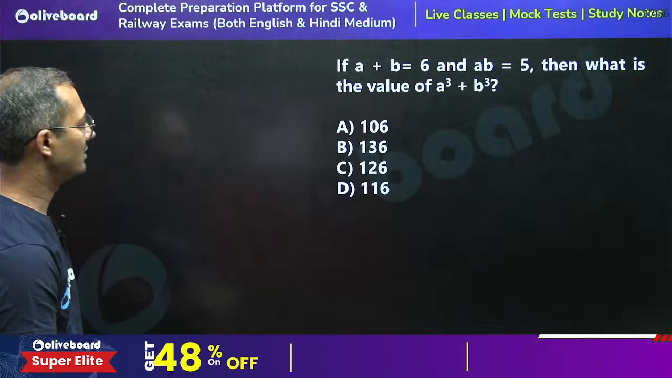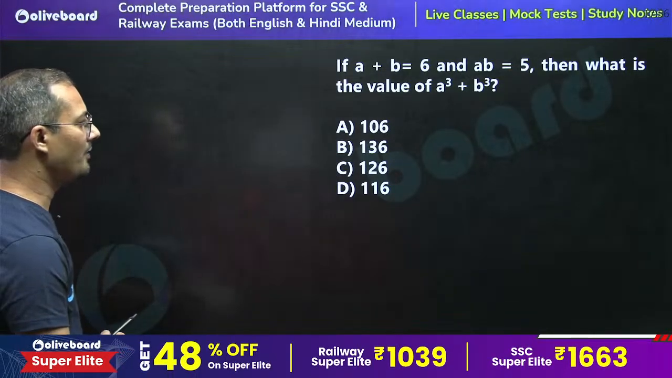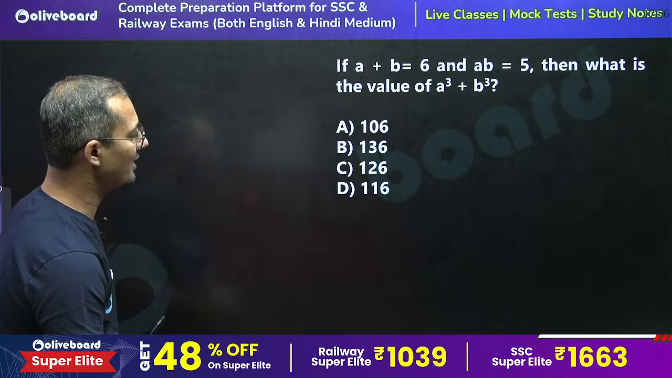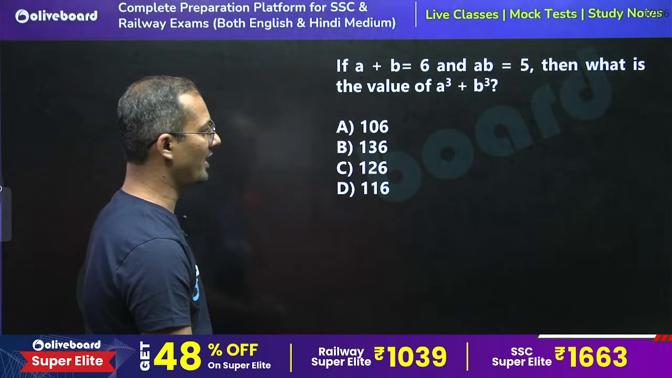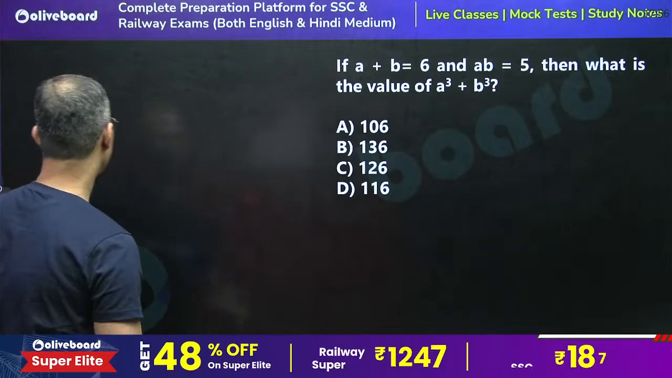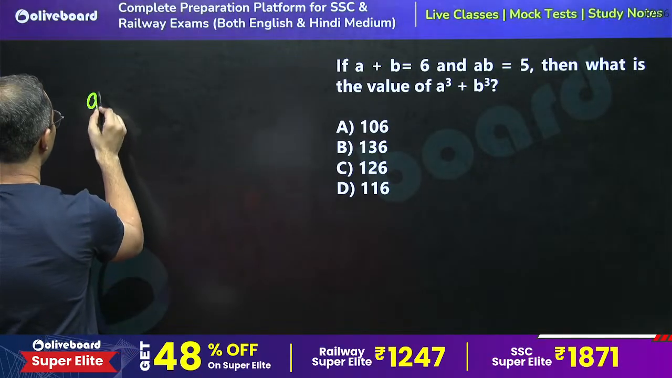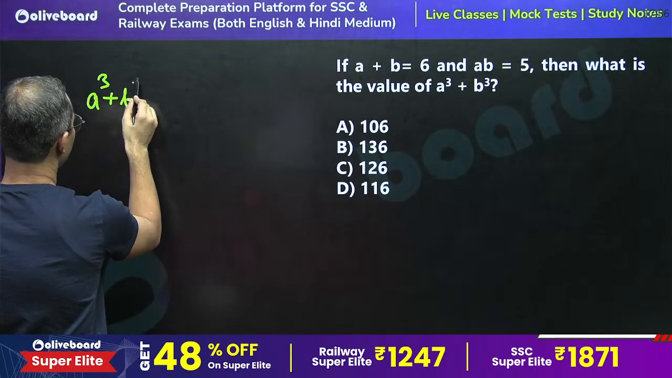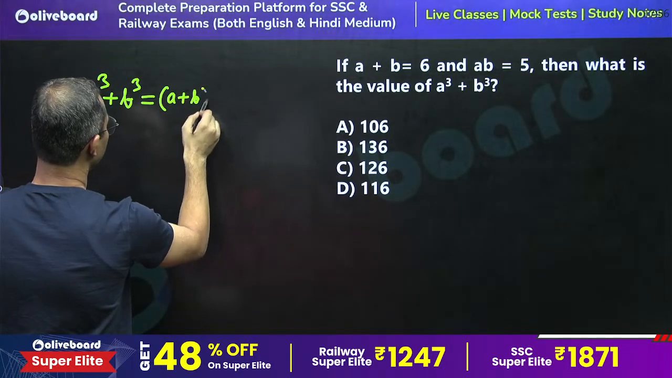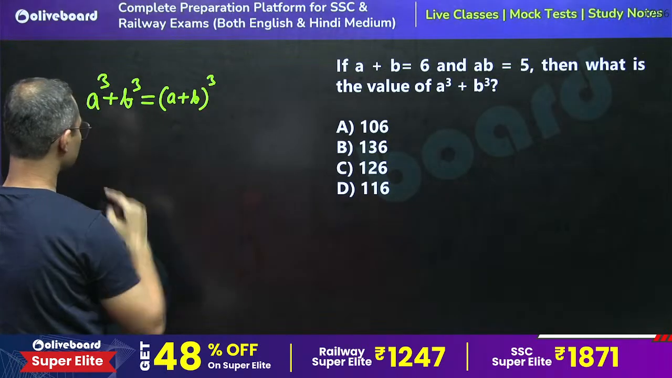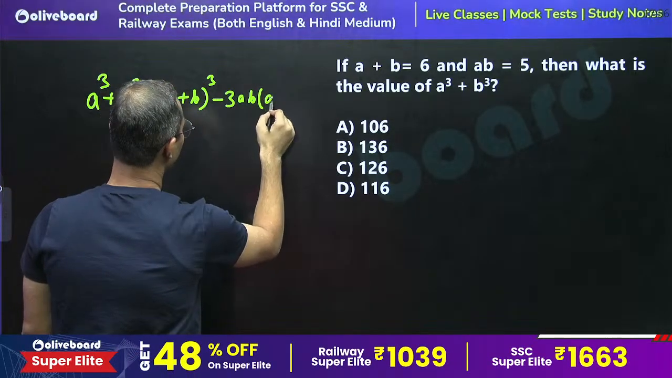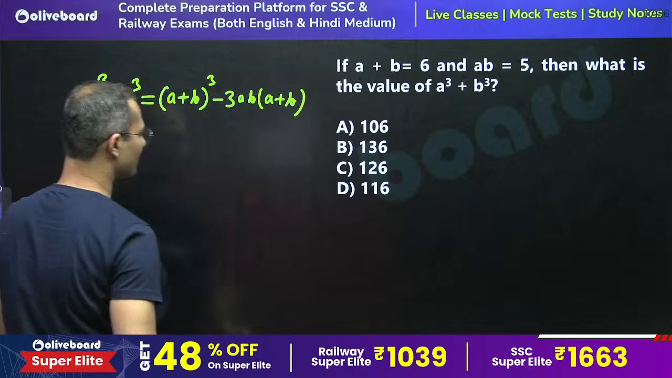See, this question belongs to algebra. A plus B is equal to 6 and the product AB is 5. Then what is the value of A cube plus B cube? Do we remember the formula of A cube plus B cube? A cube plus B cube is equal to (A plus B) whole cube minus 3AB (A plus B). Do you remember this formula?